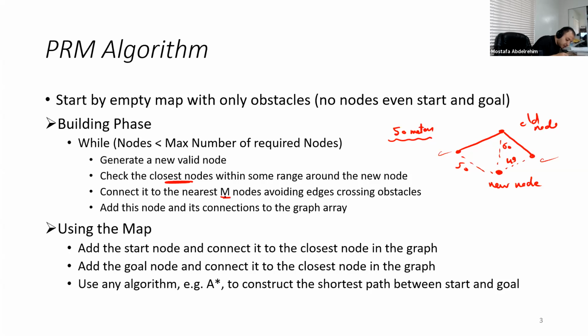Then, based on another parameter, which is the maximum number of nodes to connect: here there are two nodes within the 50 meter range. The more you connect, the more flexible your map will be, but the more memory you will use. So you may define a maximum number of nodes to connect, even if there are more nodes within the specified range. Let's say M is 1, for example. Then you will just connect to the 49, the closest one, and not this one.